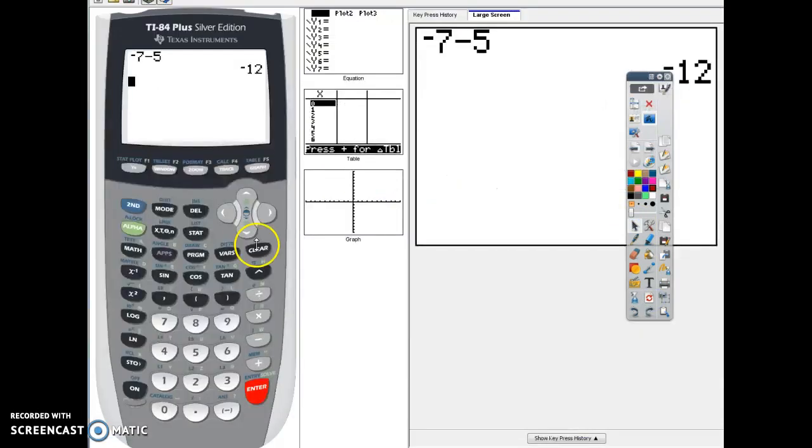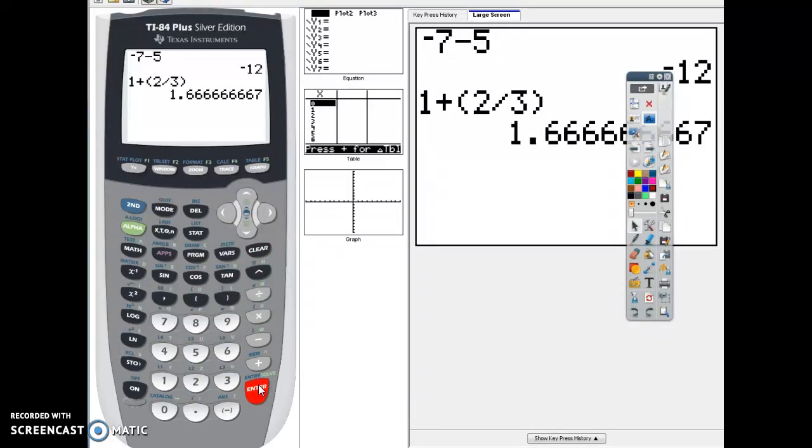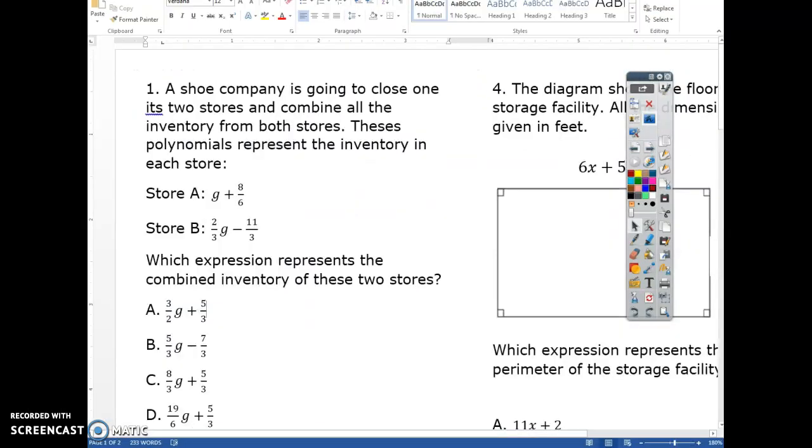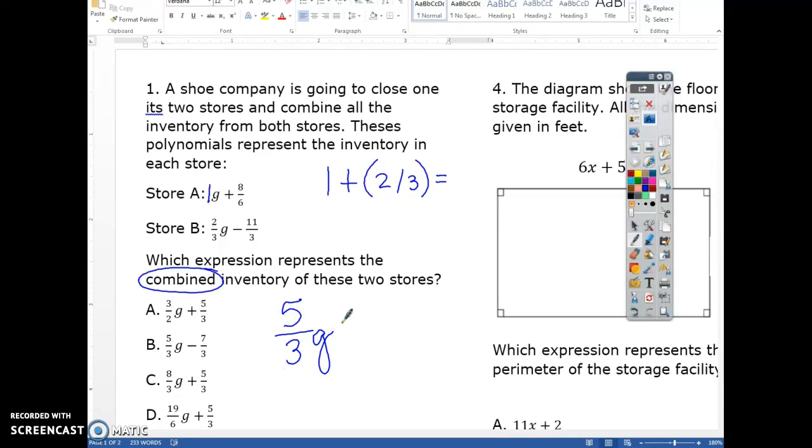So in the calculator, 1 plus parentheses 2/3, close parentheses, enter, gives you a decimal, and then you do math, enter, and that gives you the fraction. Okay? So right now, I have 5/3 G. And there's only one answer that says that. So right there, you could have stopped and answered it.